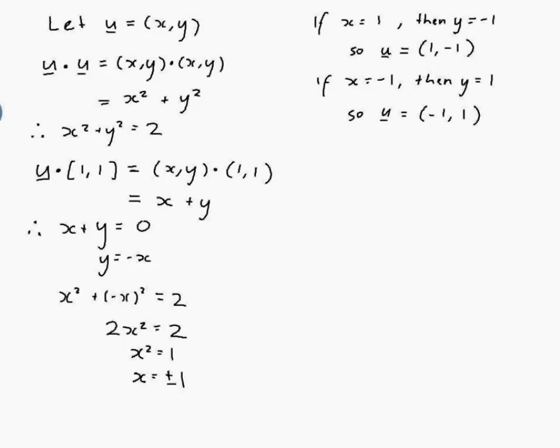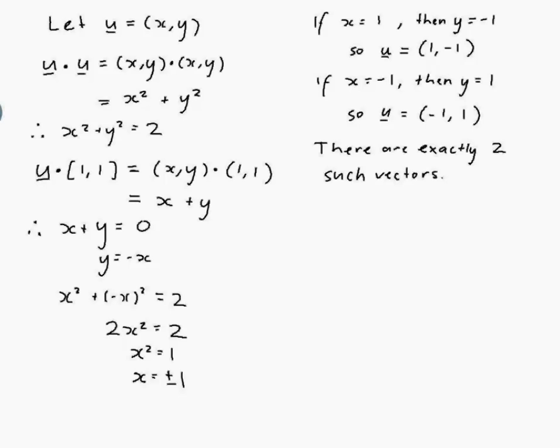Now, the question said, are there any other vectors? And I don't think there are, because I've covered all the possibilities for plus and minus 1. But there's probably a geometrical reason why there are only 2 of them, so maybe I should draw a picture of it. But let me just write that down. There are exactly 2 such vectors. And I know that's true because the way that I solved it told me that there were only 2 possibilities for x, so therefore there are only 2 possibilities for u.